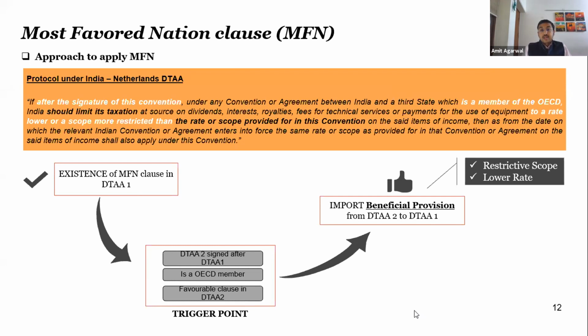Slovakia is a country where India has entered into a treaty, which is a member country, and it has entered into a treaty after Netherlands. And third, Slovakia has a favorable clause in relation to the dividend article, which gives you a lower rate. If those conditions are fulfilled, then you can import the provisions of the MFN to the Netherlands treaty and get a benefit around it.